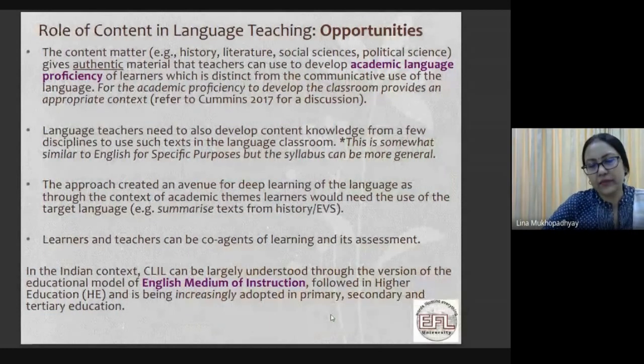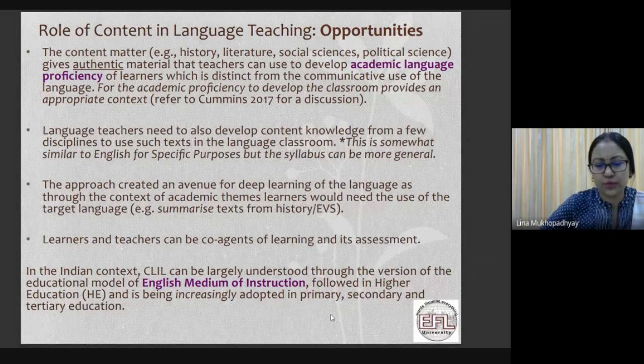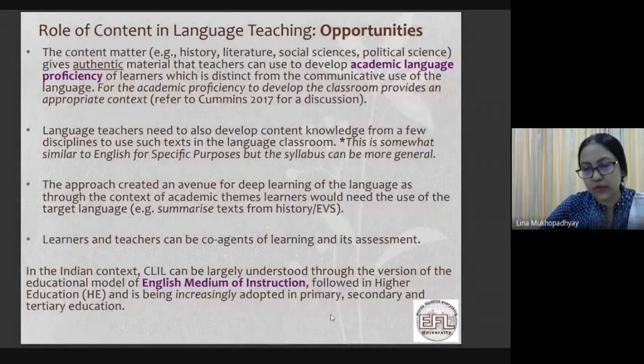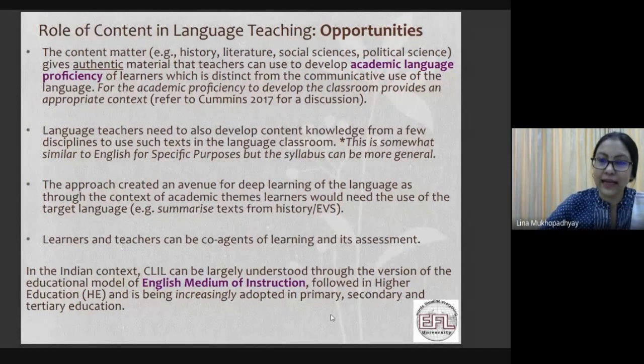So, the role of content in language teaching: there are a couple of opportunities which I have listed. It's not a comprehensive list, but it covers most of the important features. The content matter gives the teacher an authentic set of materials that they can use to develop the academic language proficiency of the learners. We have a kind of misunderstanding that when we wish to develop the communicative competence of our learners, it is a holistic concept. But the academic language use of the target language versus its communicative use are slightly different.